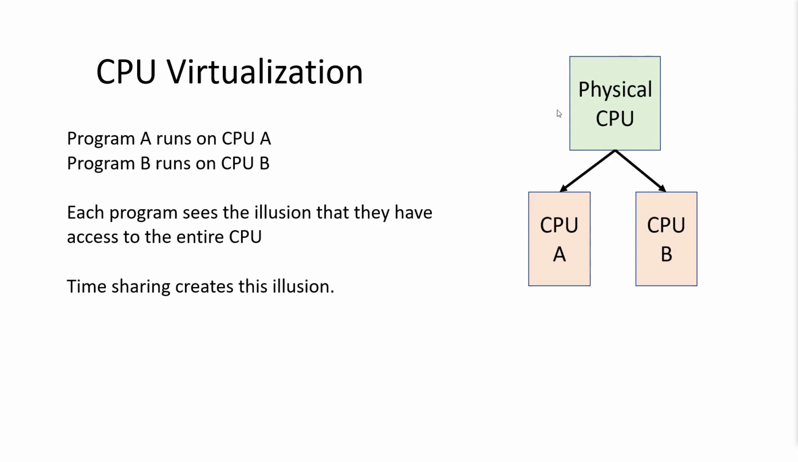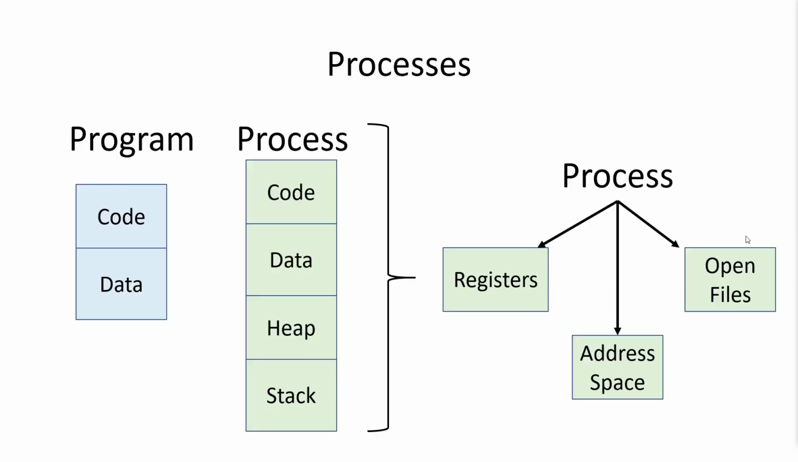I have one physical CPU, and I want to run two programs. Program A has the illusion that it's got the CPU all to itself, so I've labeled this virtual CPU A. Program B thinks it's running on its own CPU, and it's essentially got access to a virtual CPU, and the operating system takes care of that. So they each have the illusion, it's a trick, that they have their own CPU. There is only one physical CPU in my picture, and the operating system is going to use time sharing to create this illusion. So let me tell you a little bit more about how this is going to work.